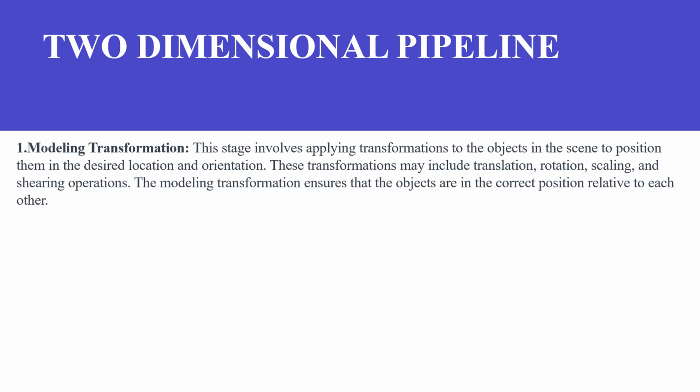First one, modeling transformation. This stage involves applying transformations to the objects in the scene to position them in the desired location and orientation. These transformations may include translation, rotation, scaling and shearing operations. The modeling transformation ensures that the objects are in the correct position relative to each other.